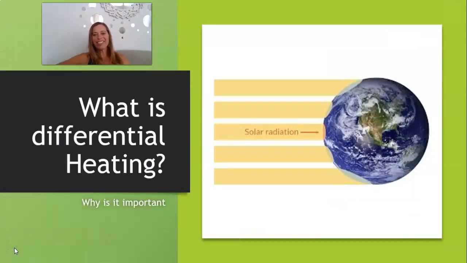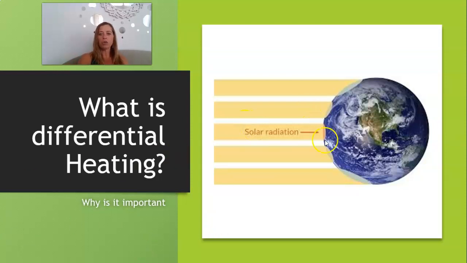Something else that's important as we start to look at climate and wind is the differential heating of our planet due to its position in relation to the sun. This can drive a lot of different systems, and I'm going to refer back to it several times. So I want you to be pretty solid on this.